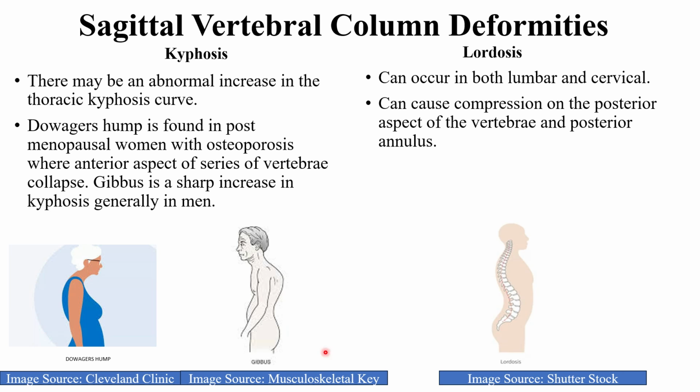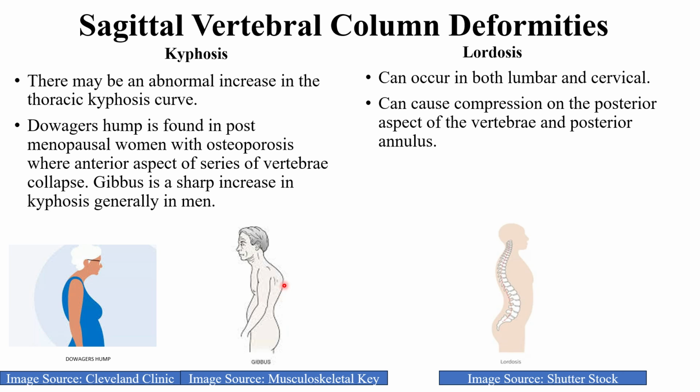Sometimes in elderly women or postmenopausal women, there is something called Dowager's hump that develops, where there is osteoporosis of the vertebrae and subsequently wedging, whereby there is a collapse of the anterior aspect, and there is an increase in the height of the posterior aspect of the vertebral body, causing a Dowager's hump in women.